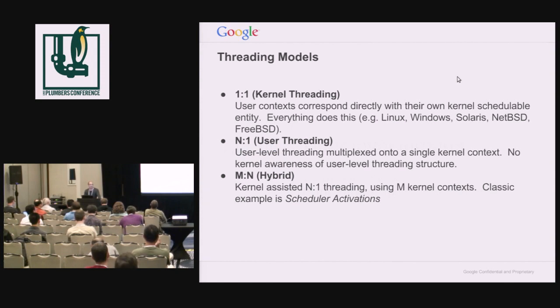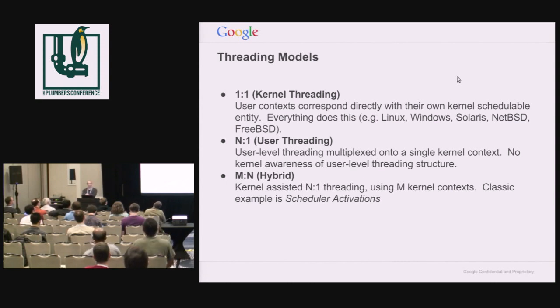When we say threading models, there are three traditional models of threads you've seen over the years. The first is one-to-one, where every user thread has a corresponding backing kernel stack. This is currently pretty much ubiquitous. Everybody's doing this. This is what Linux does. This is what BSD does. This is what Solaris used to do. Windows does this.